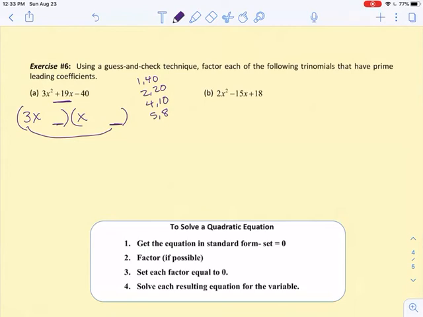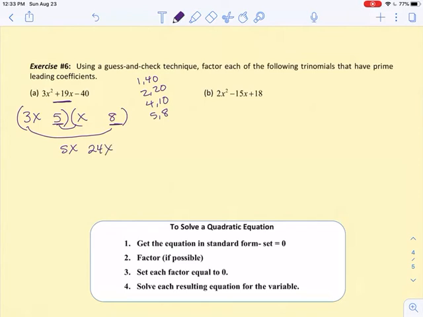So let me put the numbers in the wrong spot, and then you can see, and then I'll put them in the right spot. So like say I was just checking 8 and 5. Well, 8 times x is 8x, and 5 times 3 is 15x. Can 15x and 8x ever give me a 19x? No. Well, look what happens if I try the numbers in the opposite spot. If this is 5 and this is 8. Well, 5 times x is 5x.